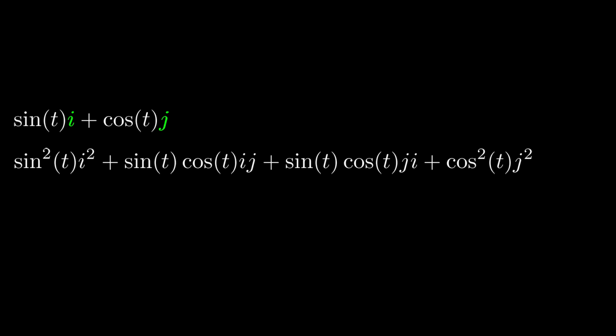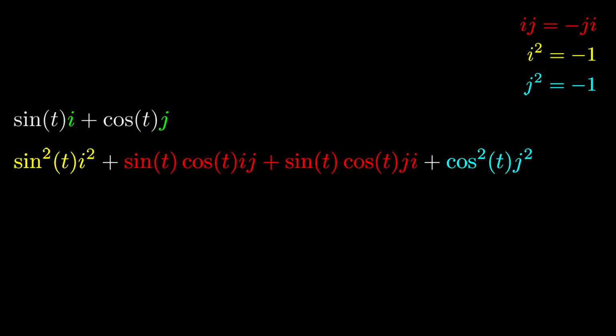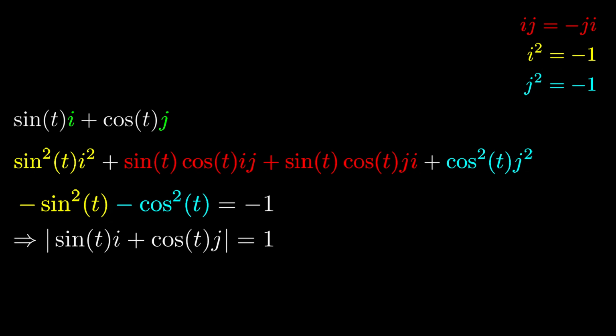We're going to expand that out by squaring it. And then in the top right, you'll see the Quaternion identities. So ij is going to end up as negative ji. So that entire middle section of this expanded equation is going to cancel itself out. Simplifying, plugging in the i squared and j squared, we'll see that the entire equation is equal to -1. And the magnitude of -1, of course, is 1. So there's the proof that sine t of i plus cos t of j is going to have magnitude 1.